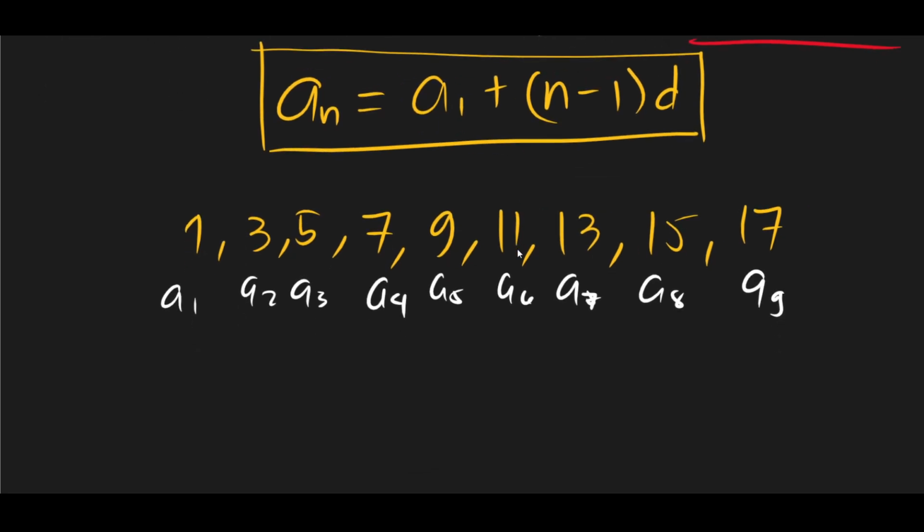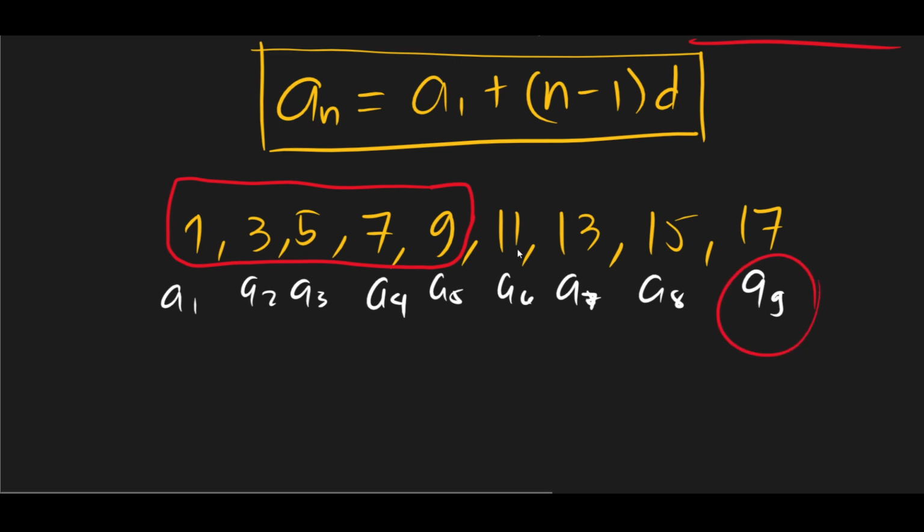Let's say that you were only given these numbers here, like we were given in example 1, and then we were asked to determine what is a9. What is the ninth term of this sequence? We can then use our formula. Say a9 is equal to a1. What is a1? 1, right?